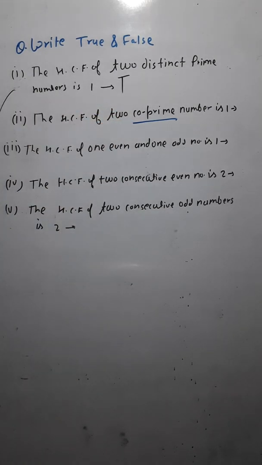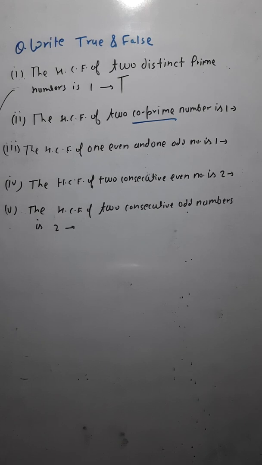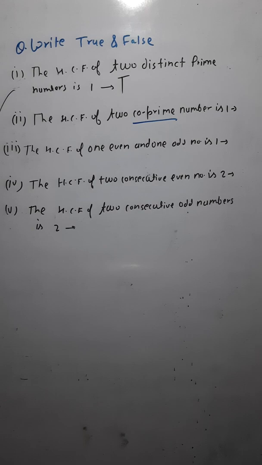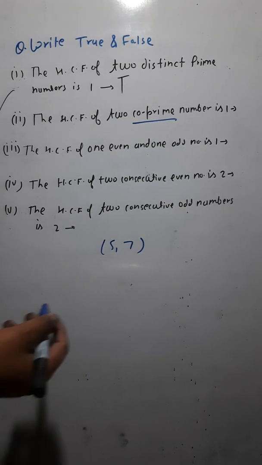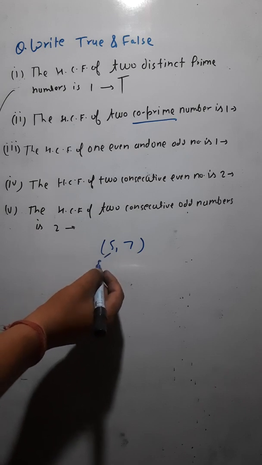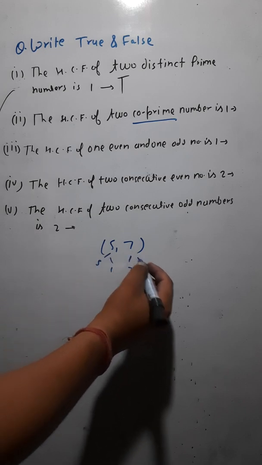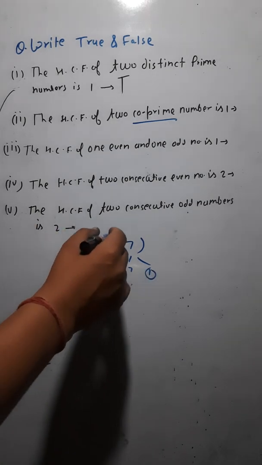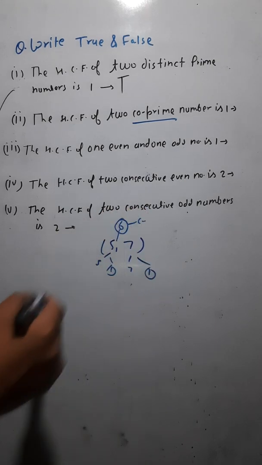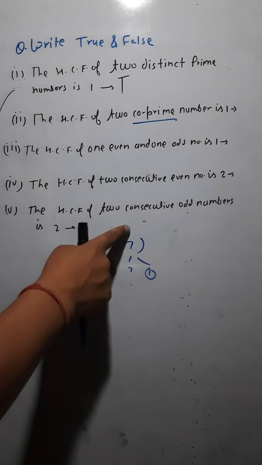If you have two prime numbers, you can take any example, like 5 and 7. They are co-prime numbers. How? The factors of 5 are 5 and 1. The factors of 7 are 7 and 1. And the common factor is 1, so they are co-prime numbers. And in between them there is the number 6, which is a composite number. So 5 and 7 are co-prime numbers.